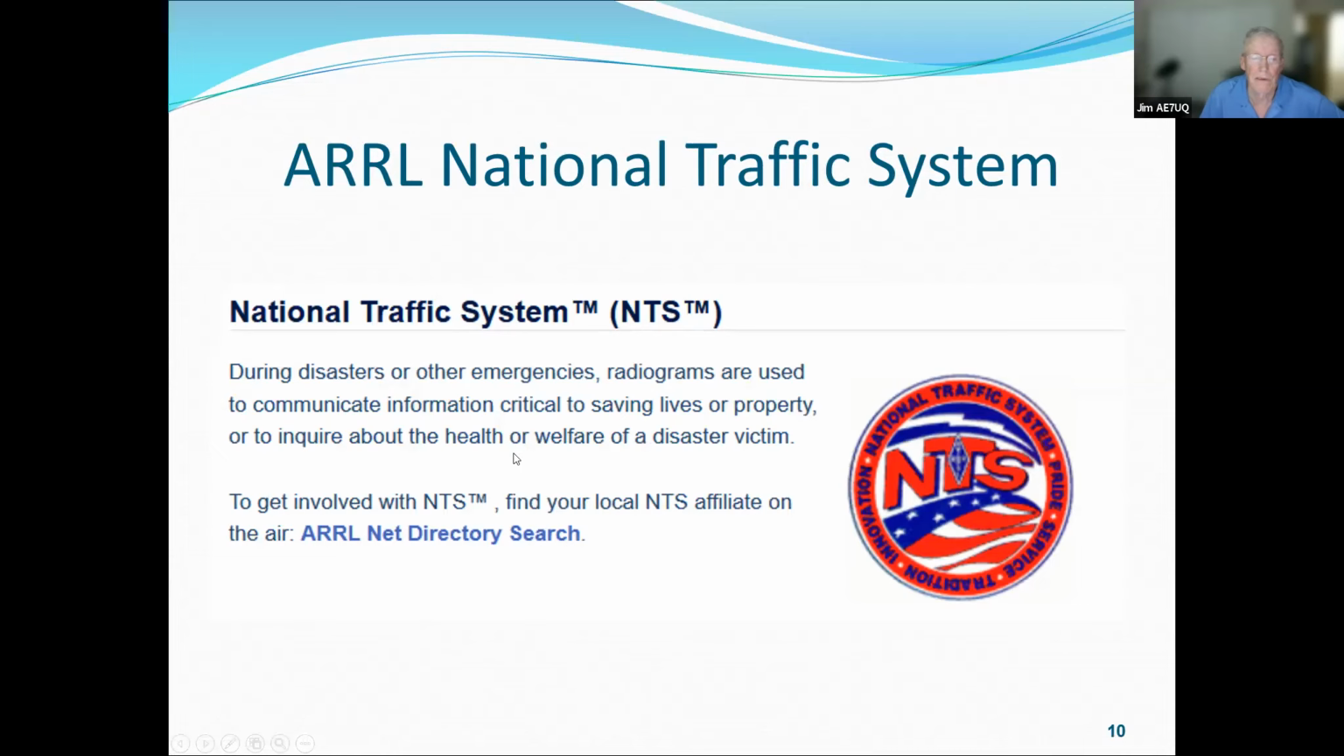You can find a lot of information on the National Traffic System on the ARRL website. Again, I personally haven't participated in it, but it's very active, and if you look at the manual, it's like 300 or 400 pages. So there's a lot of information on it.